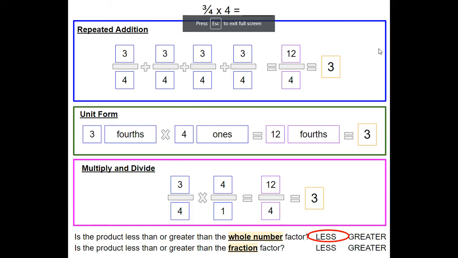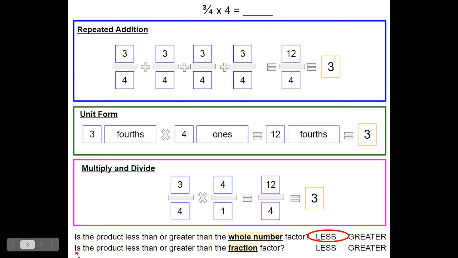The reason our answer is actually less than the number we started with in our multiplication problem is because we're multiplying by something less than 1. Remember, 3/4 is not even 1 whole yet. So if we were to multiply 4 times 1 whole, our answer would have been 4, which is the whole number we started with. However, we're multiplying by a number less than 1. So our answer is going to be less than the whole number.